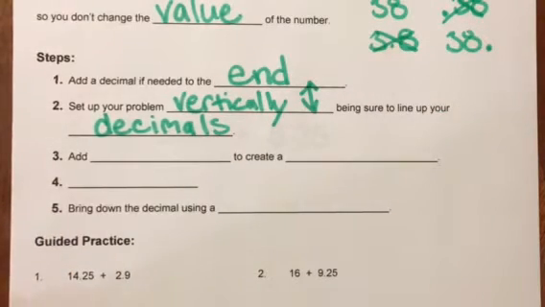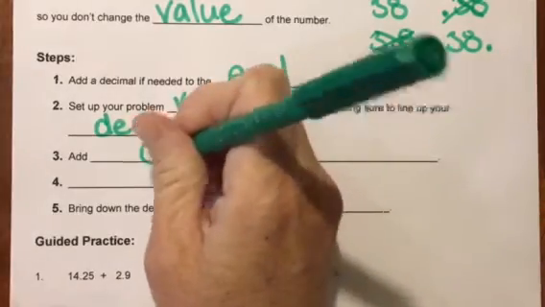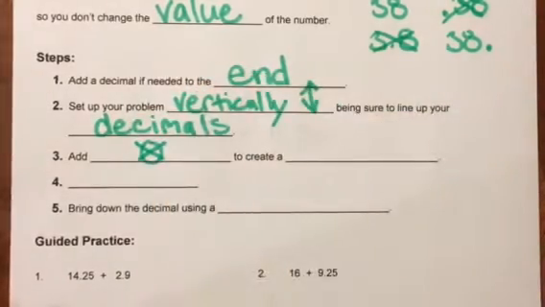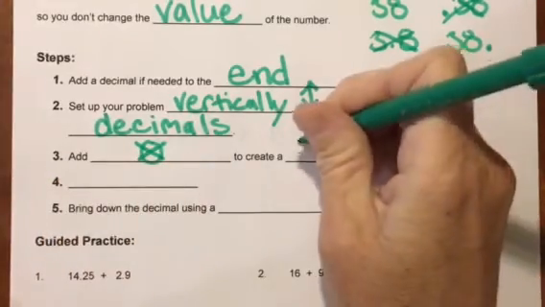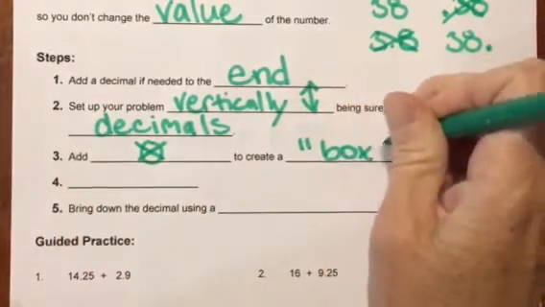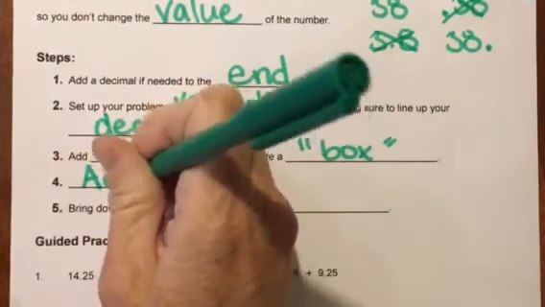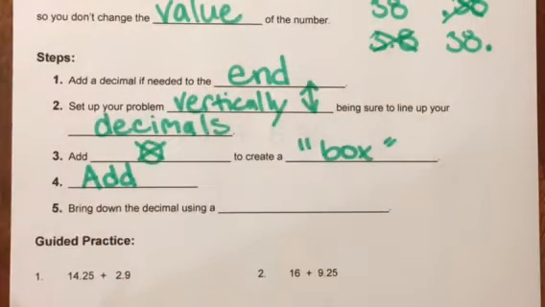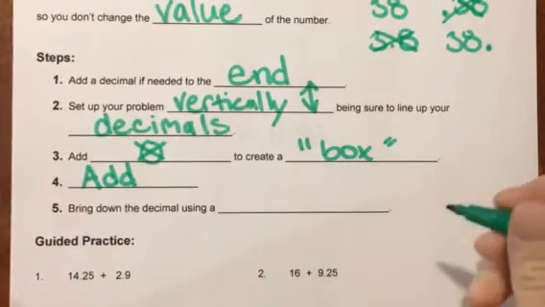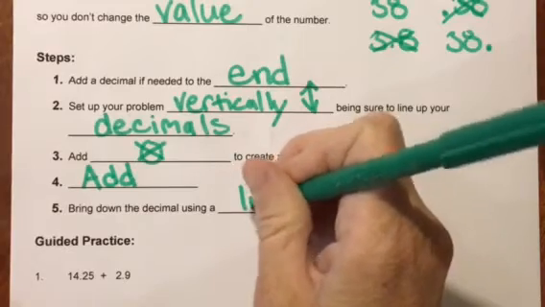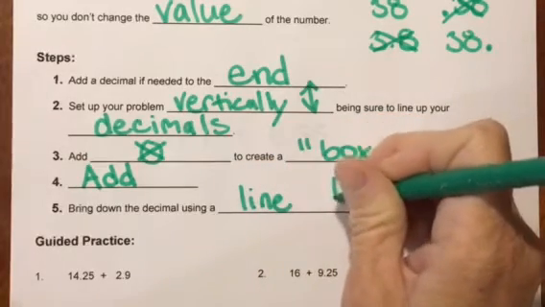Okay, number 3 is I'm going to add zeros, and I usually like to add them with X's to know that it's an added one. So I'm going to add zeros to create kind of what we would call a box. Okay, we're not going to actually draw the box, but just so I have this box shape. Once I've done that, I am going to add, just regular addition. And then I'm going to bring down the decimal using a line. So I'm going to do something like that.